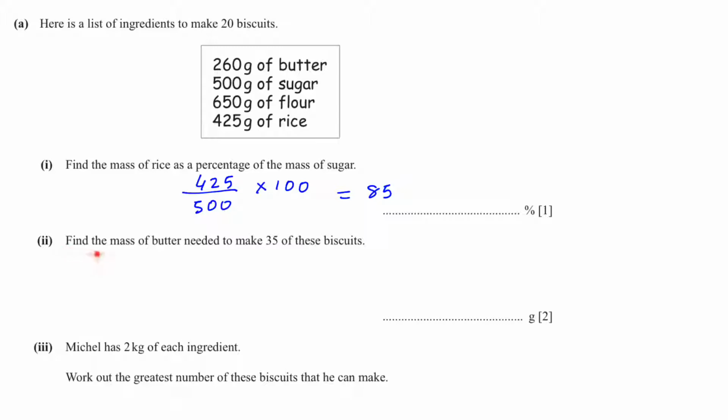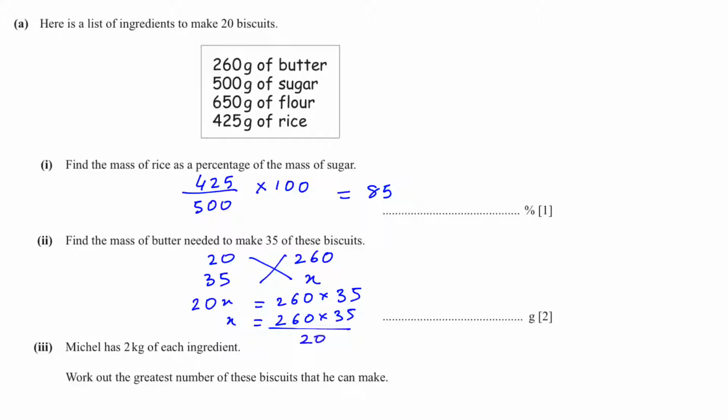A2, find the mass of butter needed to make 35 of these biscuits. We know that 20 biscuits need 260 grams of butter. Therefore, 35 biscuits need how many? We can cross multiply and solve it. So we will have 20x is equal to 260 multiplied by 35, and x is equal to 260 multiplied by 35 divided by 20, which is 455 grams.